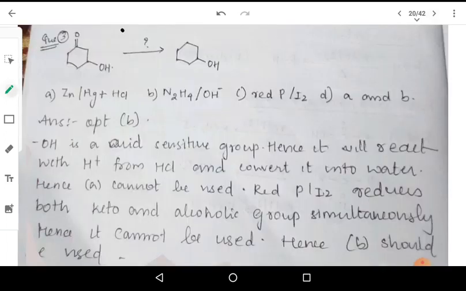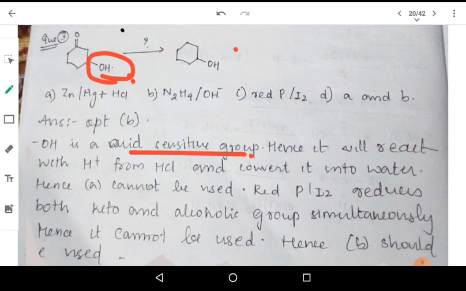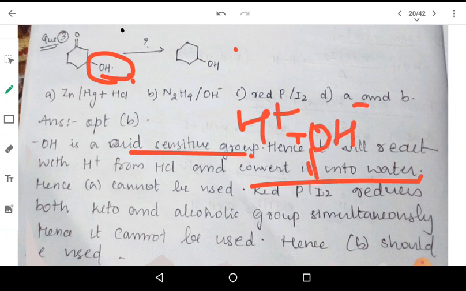So let us see one question related to this. As you can see over here, we need to carry out the following conversion. What is the reagent that is required? So here we have OH. OH, as you know, is an acid sensitive group. Hence, it is going to react with the H plus and it will convert it into water. H plus plus OH minus will form water, right?